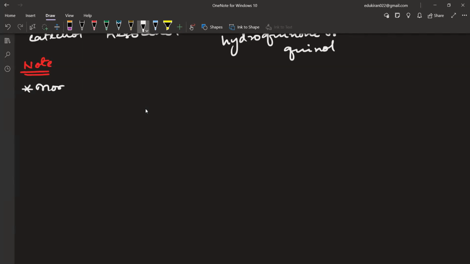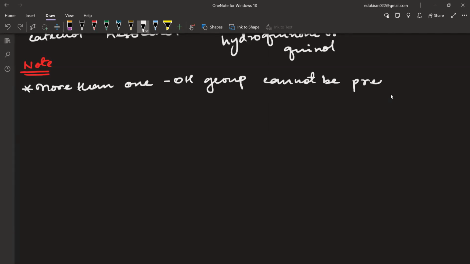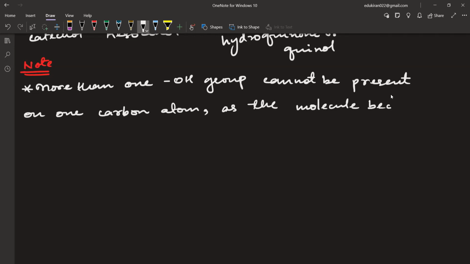More than one OH group cannot be present on one carbon atom. On one carbon atom. Why? Because if you will have two OH groups, it will make the carbon atom very electropositive and it will become very, very unstable. Okay, as the molecule becomes very unstable.